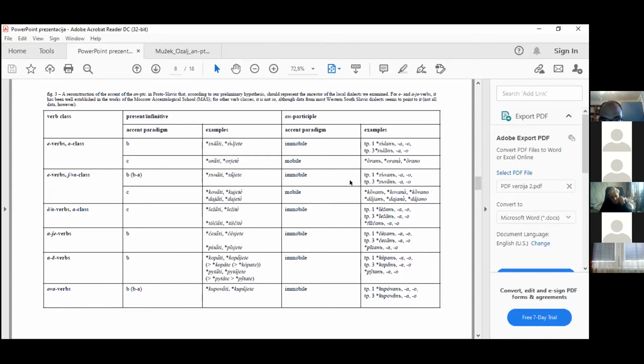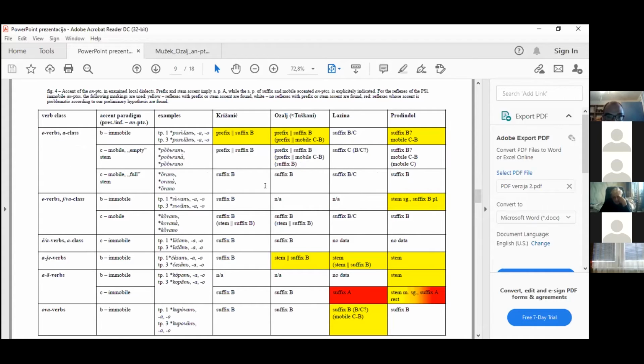But we can't ignore the mobile ones because in the modern dialects, the two types often merge or influence each other at least. And this is the summary of our findings. We see that now, in cases where only accent on the suffix is found, the cell is in white. And where accent on the stem or on the prefix is found, the cell is in yellow. And in the red are forms whose accent is a bit problematic and could point to a different reconstruction or simply to an analogy.